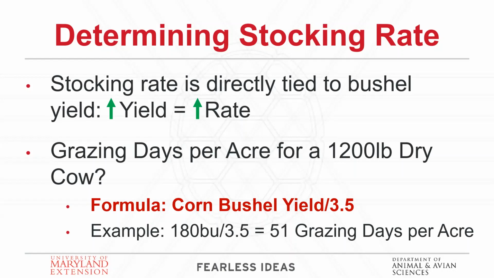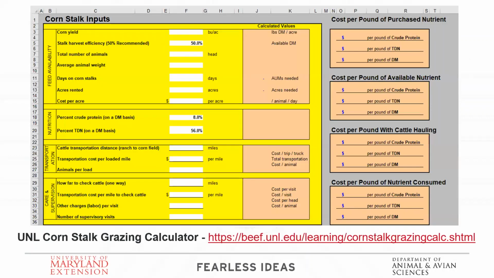It gets a little bit more complex when you want to take into account what kind of animal. What I mean is the University of Nebraska has this really great corn stalk grazing calculator. It walks you through how to calculate exactly what your nutrients are going to be, that crude protein we talked about, that TDN that we talked about.